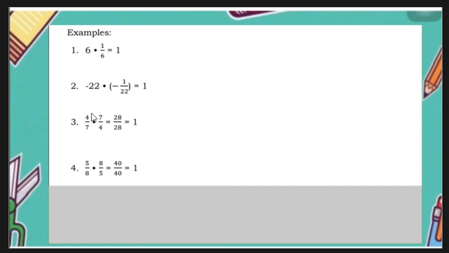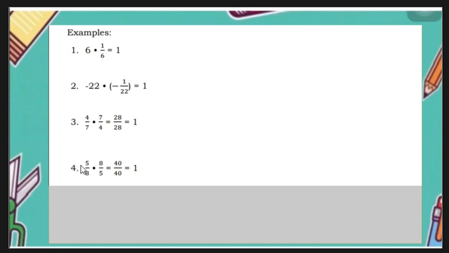Next, we have 4 over 7 times the reciprocal or the multiplicative inverse of 4 over 7, which is 7 over 4. Multiply numerator to numerator, denominator to denominator. So we have 4 times 7 is 28, all over 7 times 4 is 28. And 28 divided by 28 is equal to 1.